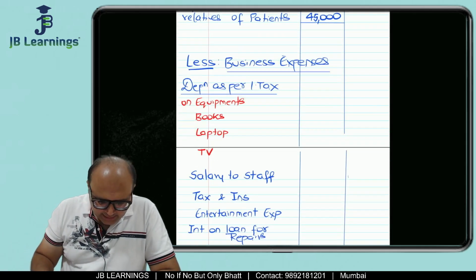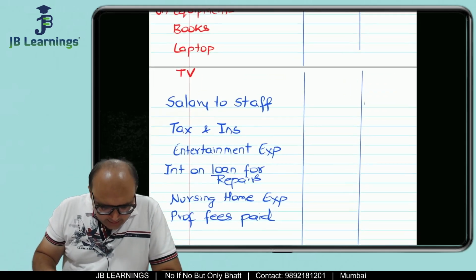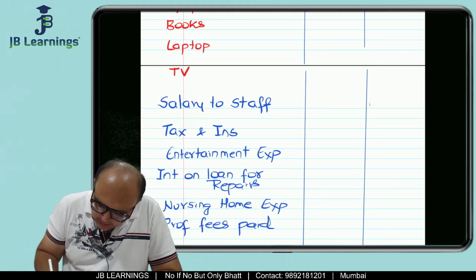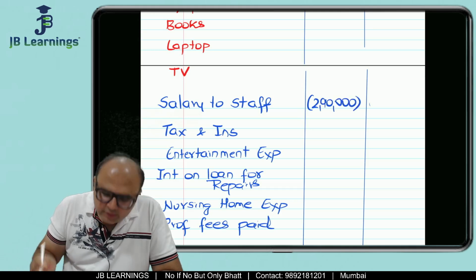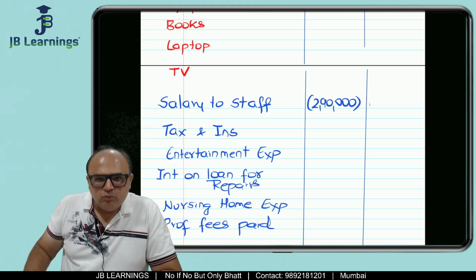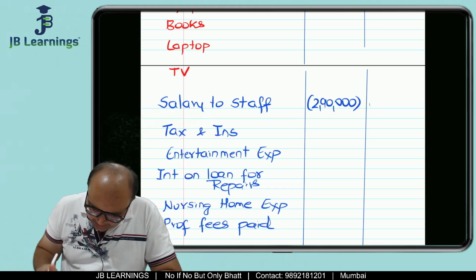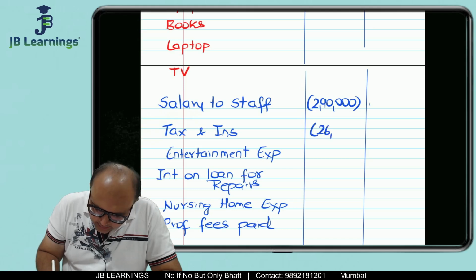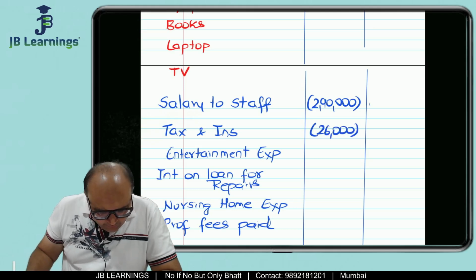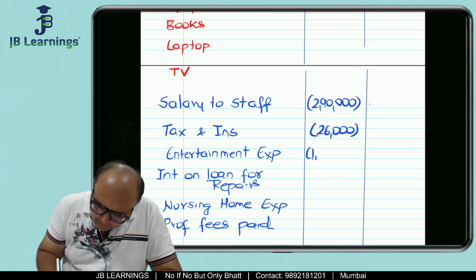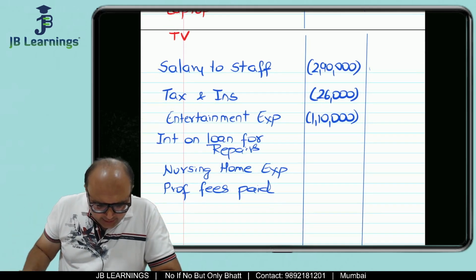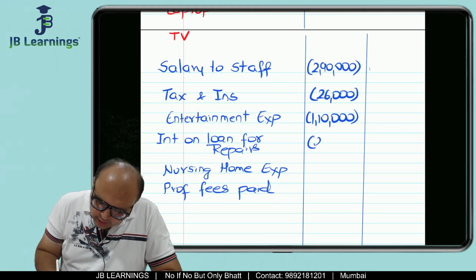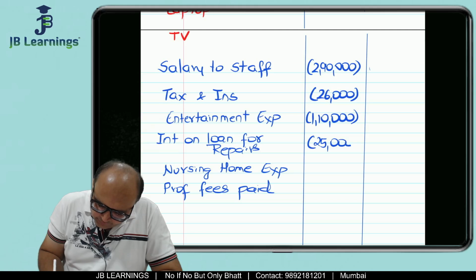Now friends, business expenses. Now salary to staff. So salary to staff only 290 would be allowed, because 60,000 paid in cash to sister was not allowed. Then taxes and insurance, 26,000 is allowed. Then entertainment expense, very, very important. Assume that doctors are related to their business circle only. Then interest on loan related to business property, 25,000 is allowed.